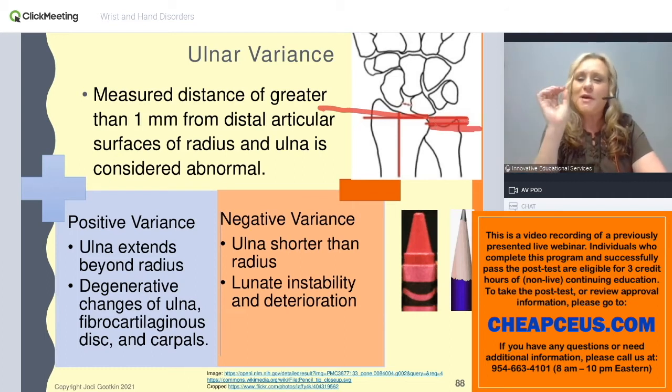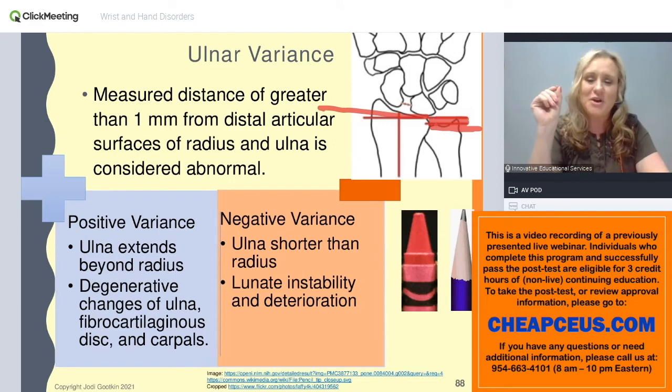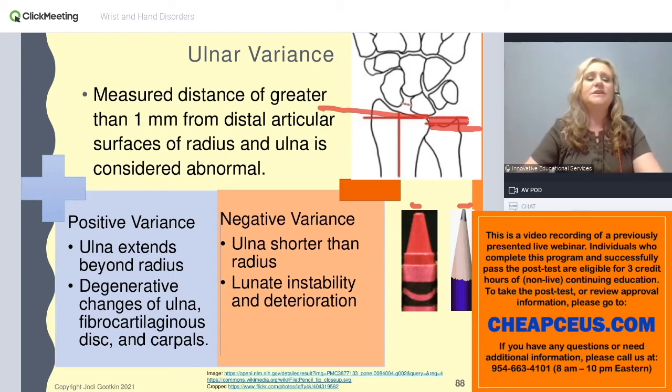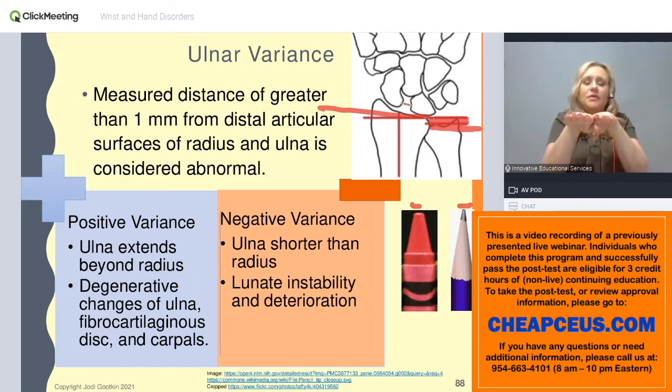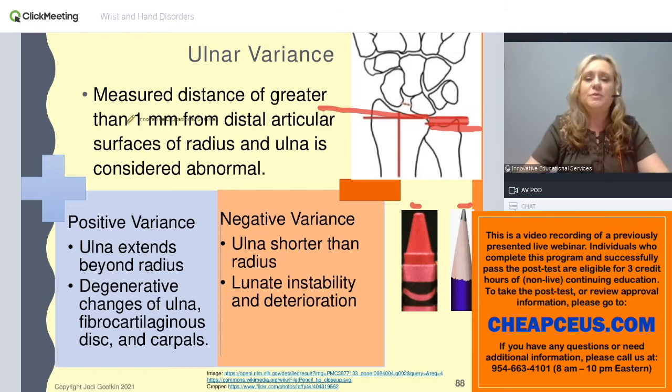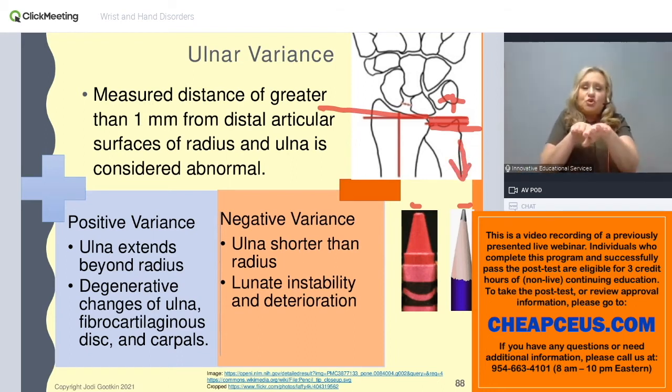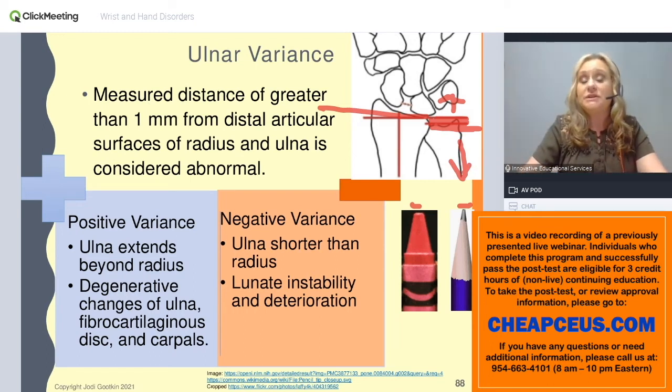What we're talking about here, that brand new fresh crayon, I always can mentally remember childhood smelling that brand new box, is about 2 millimeters across the top. A nice sharp pencil, brand new point, is about 1 millimeter. So we're talking about a really small difference here. If someone has a positive variance, that means the ulna is extending beyond the radius. That means the ulna is going to be impacting more on those carpals. If someone has a negative variance, that means the ulna is going to be shorter, and now we may have some instability of the carpals and that wrist joint, all of which can lead to different pathology.